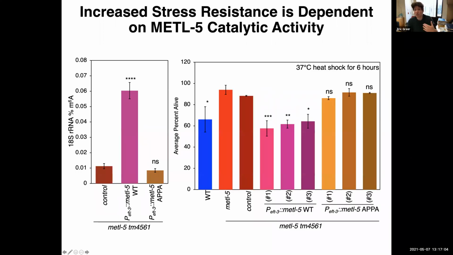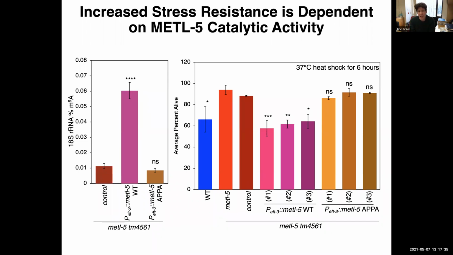And when we examined the stress resistance of these worms, what we found was that, as before, the METL5 mutant worms showed increased stress resistance relative to the wild type worms, but the rescue with the wild type version of METL5 completely reverted the stress resistance back down to wild type levels, whereas the catalytically dead version was unable to do so, suggesting that this increased stress resistance was really due to METL5 and its capacity to methylate the 18S at adenosine 1717.